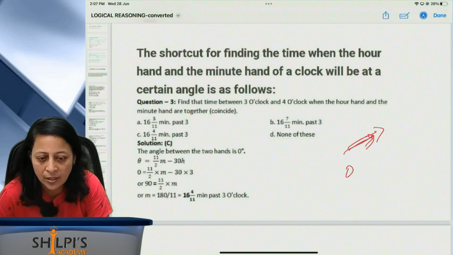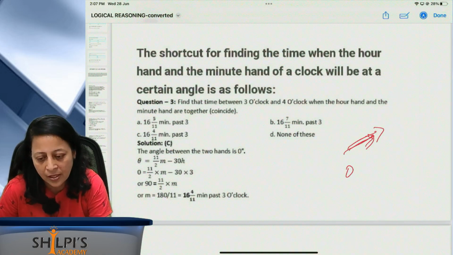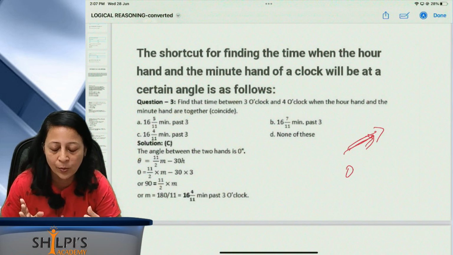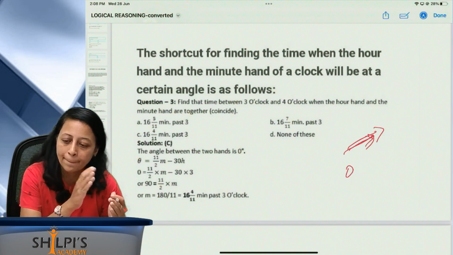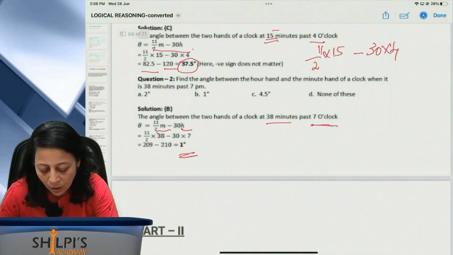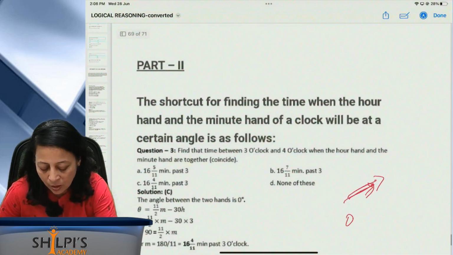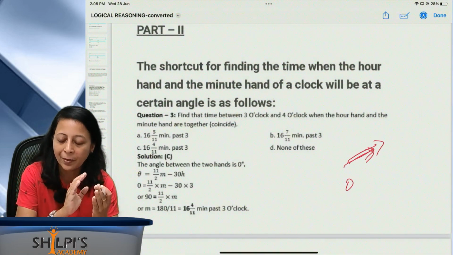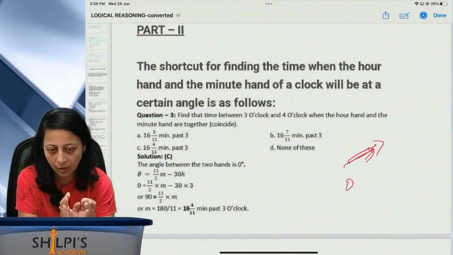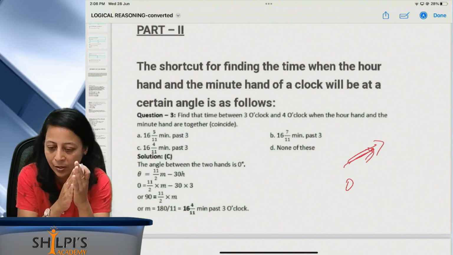They have just mentioned it as between 3 o'clock and 4 o'clock, so it is past 3. So you can take the hour as 3. But minutes we are not sure. It is somewhere between 3 and 4. In past questions we saw 7 o'clock 38 minutes past and 4 o'clock 15 minutes past, but here it crossed 3 and is somewhere between 3 and 4. However it is clear that the hour is 3, but minutes we are not concerned with, but it is coinciding. Coinciding means the degree will be 0 because they are on the same line.